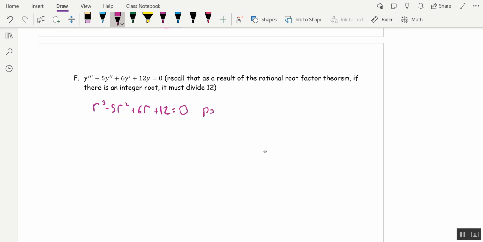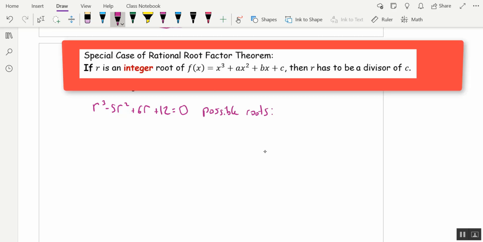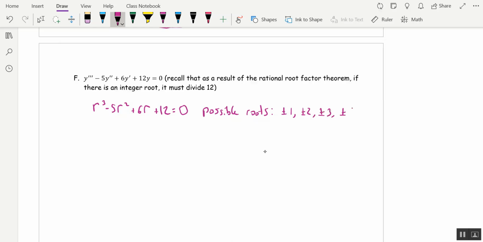So the possible roots have to divide 12. So plus or minus 1, plus or minus 2, plus or minus 3, plus or minus 4, plus or minus 6, and plus or minus 12. So there's a lot of them. Start with the smallest ones. So r equals 1, we get 1 minus 5 plus 6 plus 12. That's 14, not 0, so that's a no.